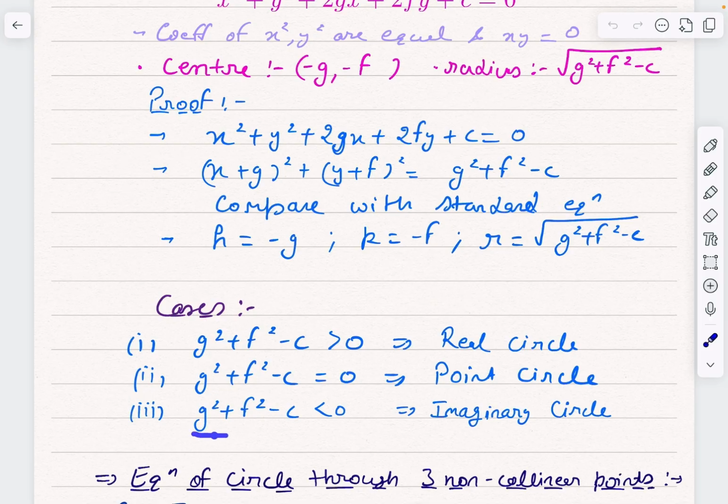Next, if g square plus f square minus c is less than 0, there will be an imaginary circle. That is not possible. For example, if you get (x minus 1) square plus y square is equal to minus 4, this is not possible. Okay guys, next.